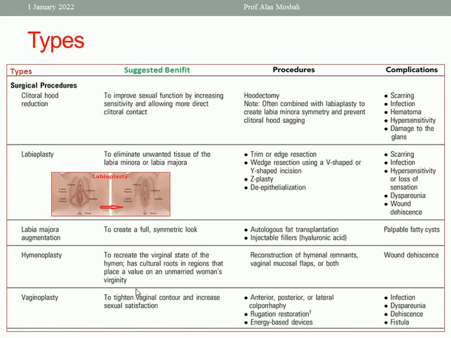Lastly, vaginoplasty to tighten vaginal contour and increase sexual satisfaction. What is the procedure? Anterior, posterior, or lateral colporrhaphy, restoration of rugae, vaginal rugae. Energy-based devices also can be used for this, as we will see later on. What is the complication that may happen? Infection, dyspareunia, dehiscence, and fistula. Okay.